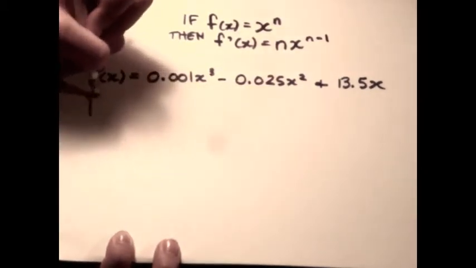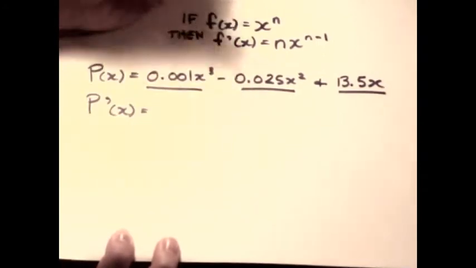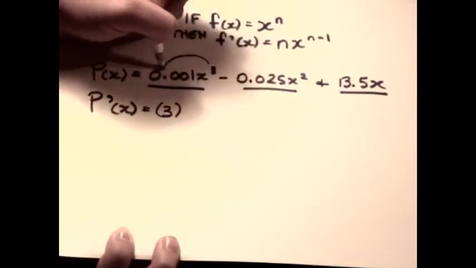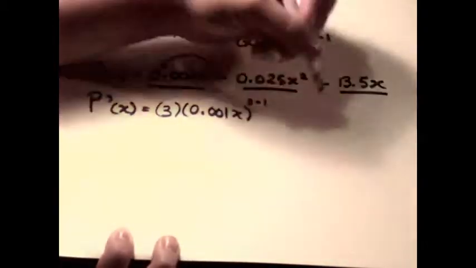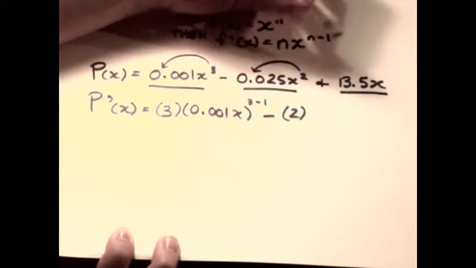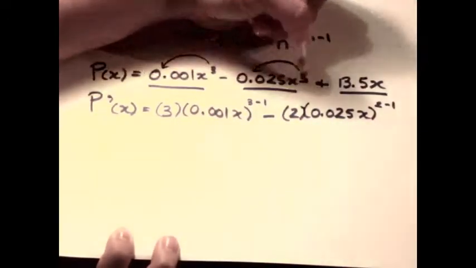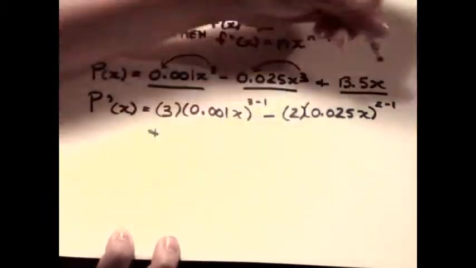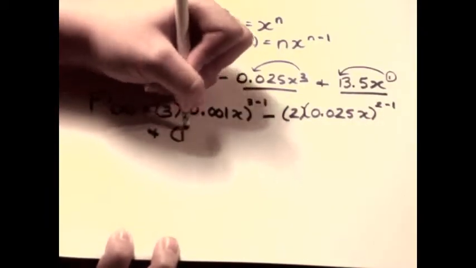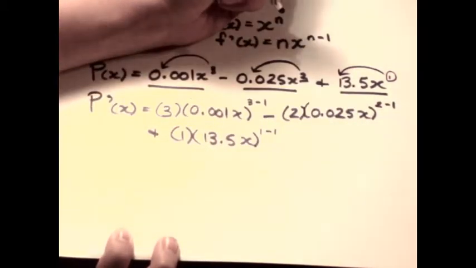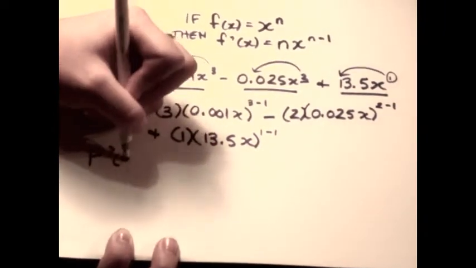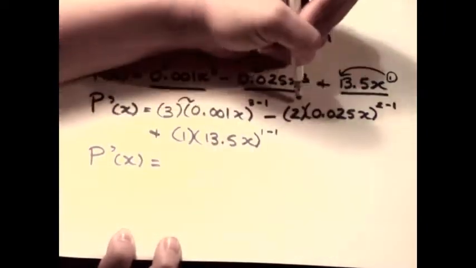So therefore we can say that P prime x equals 3, because we're bringing that exponent down. So we're going to bring down the 3, and we're going to multiply it by 0.001x, and then we're going to have to the power of 3 minus 1, because 3 is our n. And then we're going to minus 2, we're bringing that exponent 2 down, times 0.025x, and then to the exponent we're going to have 2 minus 1, because 2 is our n. And the third term, we have an imaginary 1 there, so we're going to bring that 1 down, 1 times 13.5x, and then to the power of 1 minus 1, which is just going to be 0.